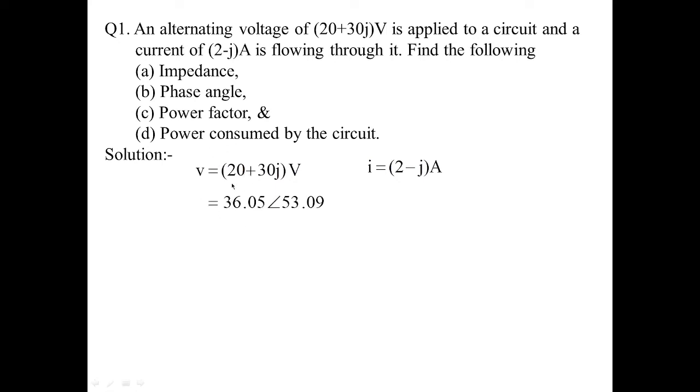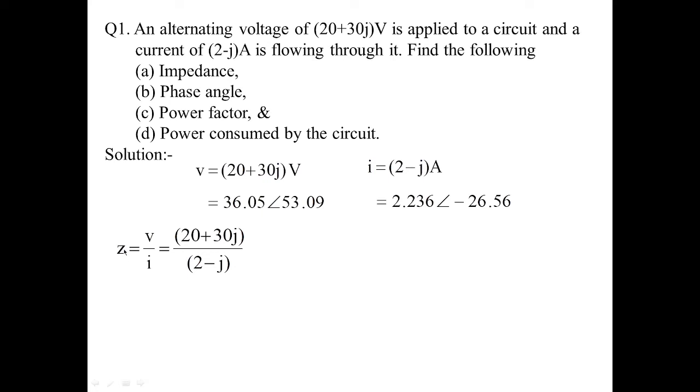When you convert the voltage into polar form, you get 20 plus 30j as 36.05 at an angle 53.09 degrees. Similarly, the current can be converted from rectangular to polar form, whose value is 2.236 at an angle minus 26.56. So this clearly indicates that the current is lagging the voltage.